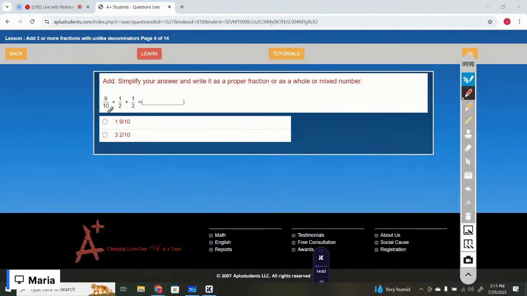2 times 5 is 10. So we need to multiply it by the 5. So that is 1 times divided by 2 times 5. Same thing you have to do with the other fraction, because 2 times 5 is 10. So that's 5 by 10 plus 5 by 10.